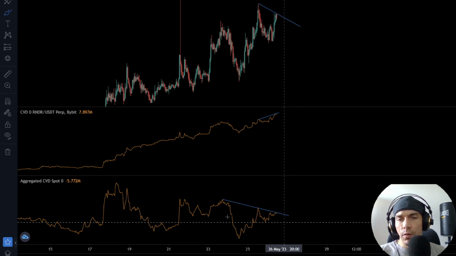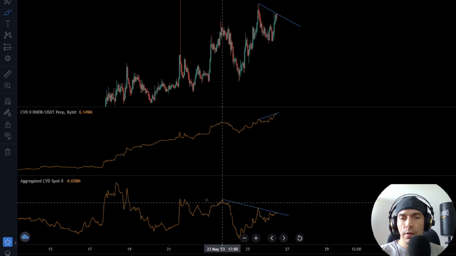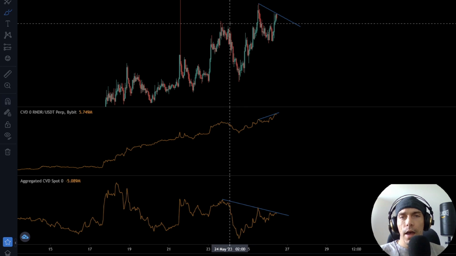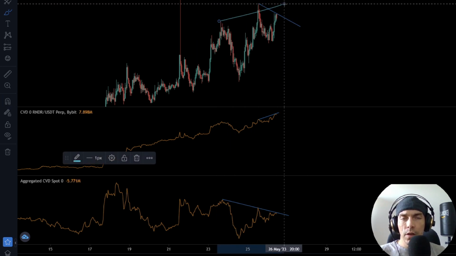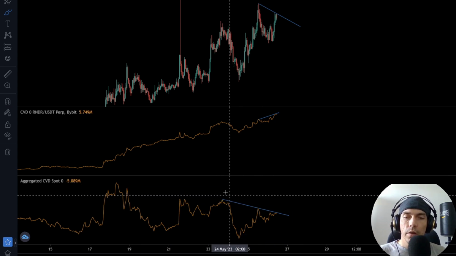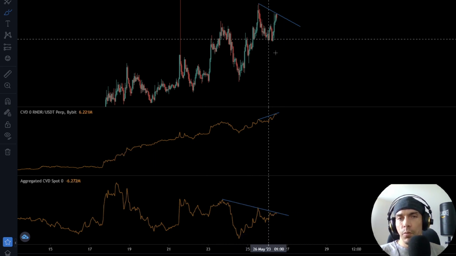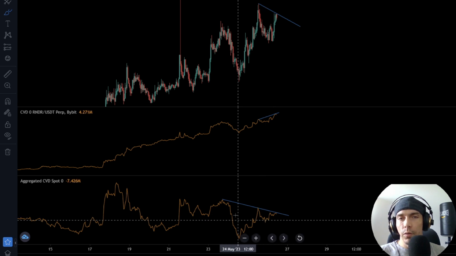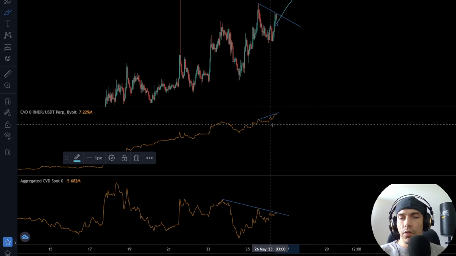But as well as that, on the aggregated spot CVD, what we can see is that CVD is actually setting a lower high here and price is setting a higher high. So because of this, this is also indicating that there's some exhaustion going on here. Typically speaking, exhaustion though is less tradable than absorption, because what can happen with exhaustion is that the limit orders that are still available at these levels could be still enough to push the price up. So we need to just be careful of that.